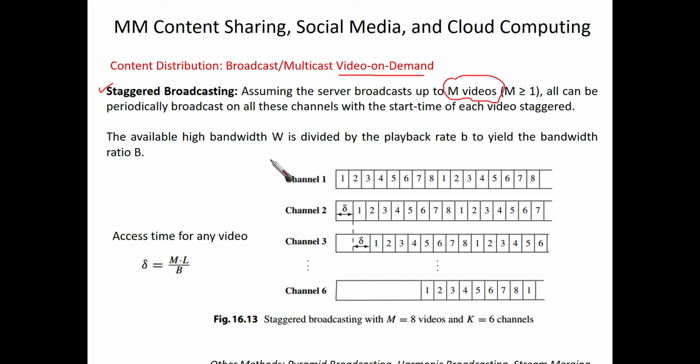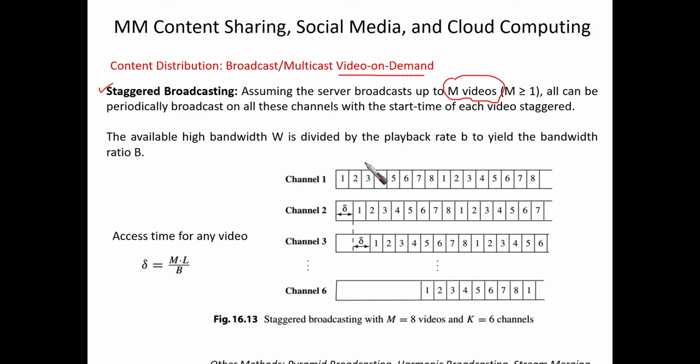And let's say this server has a total bandwidth, a certain amount of bandwidth, and that bandwidth is basically divided into several channels. Let's say for this example, we just divided it into 6 channels: channel 1, channel 2, channel 3, up to channel 6.